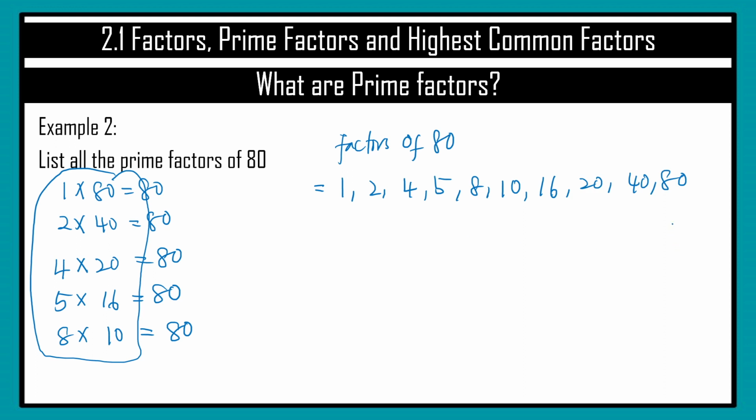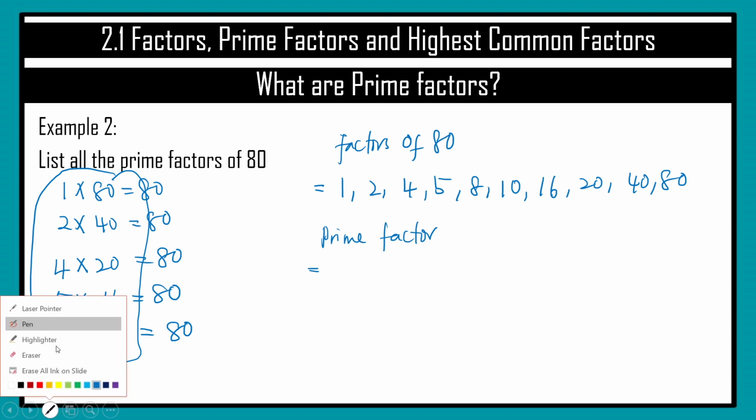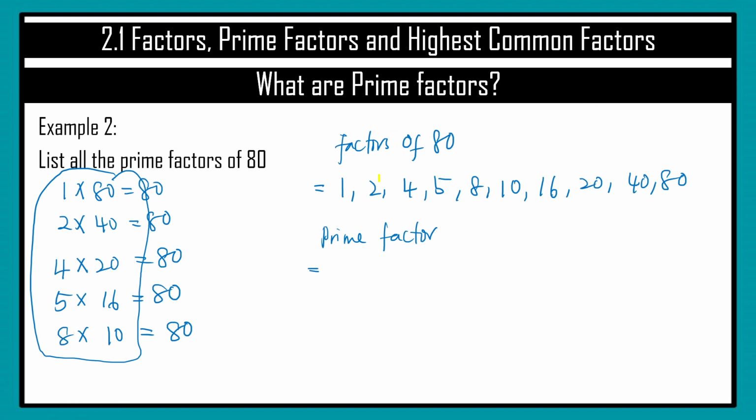From this list we are going to determine the prime factors. The prime factors are all the numbers that are prime numbers. So 2 is. 4 is not, the next one is 5, 8 is not, 10 is not, 16 is not, 20 is not, neither is 40, neither is 80. So we got 2 numbers that are prime factors. Let's list them down: the numbers 2 and 5.